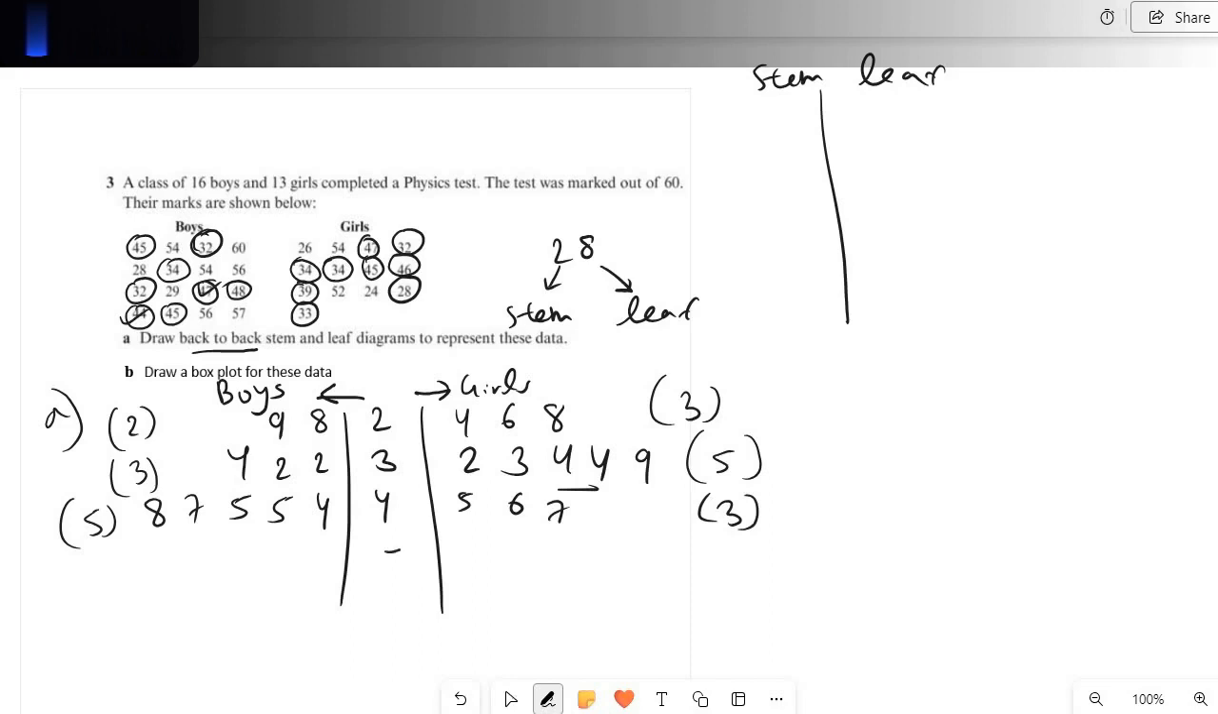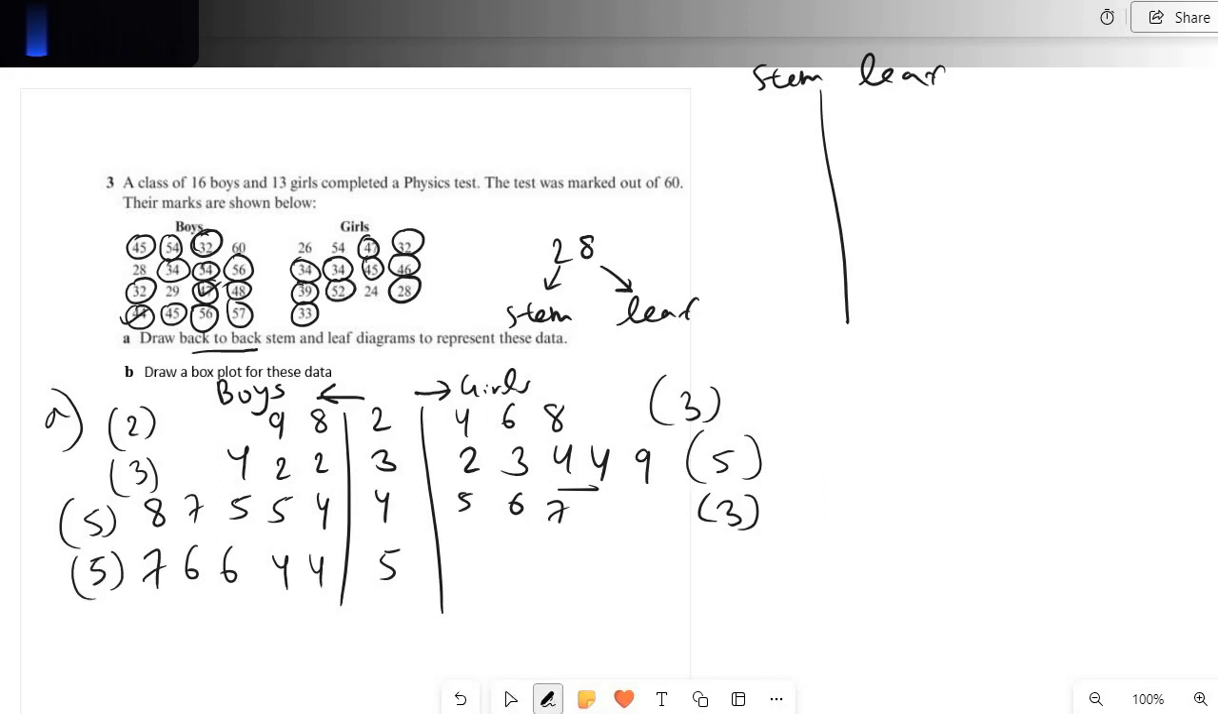Then for the next stem, which is going to be for 5, there are 54, 56, 57, 54, and 56. So 2 54s, 2 56s and 1 57. So 4, 4, 6, 6, 7 is going to be the leaf structure. There are 5 students here.